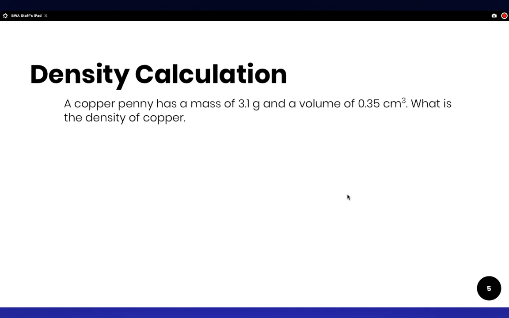All right, a copper penny has a mass of 3.1 grams and a volume of 0.35 centimeters cubed. What is the density of copper? We're going to use the equation we just learned. D equals M over V, which is equal to 3.1 grams divided by 0.35 centimeters cubed.